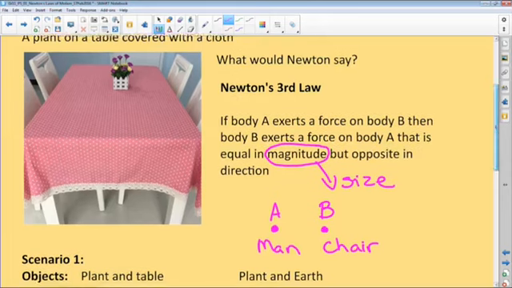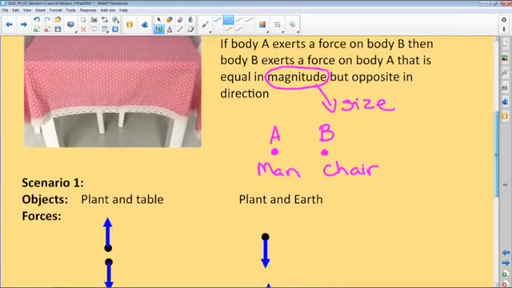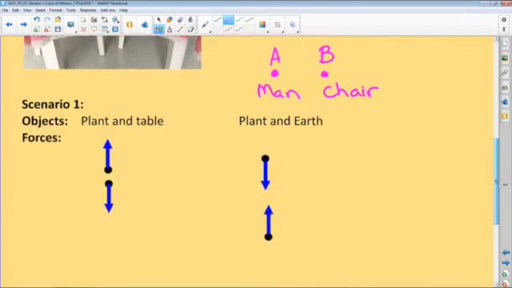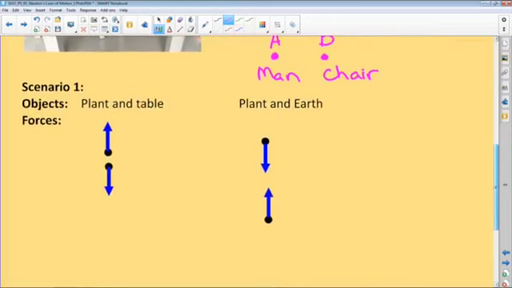So now let's look at our plant on our table. What we've got here is known as an action-reaction pair, or just reaction pairs. It is a force diagram that shows the forces that each object is experiencing. So on the left here, the objects are the plant and the table. So what have we got here? The top one is the force of the table pushing the plant.